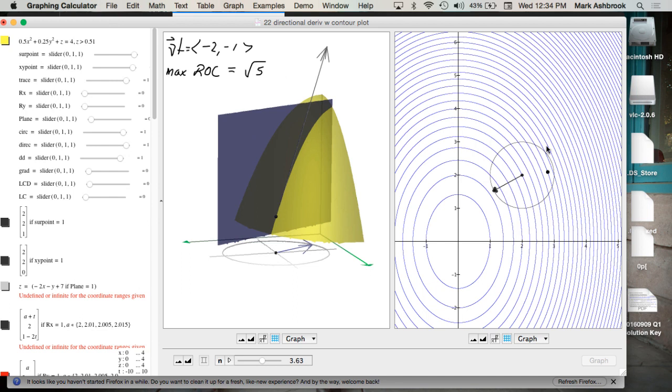Okay, so I'm showing that over here in the contour plot. What do you notice about what's going on here? So here's that direction. For every 2 you go left, you go 1 down, right? That's that direction. Notice anything about the contour plots?